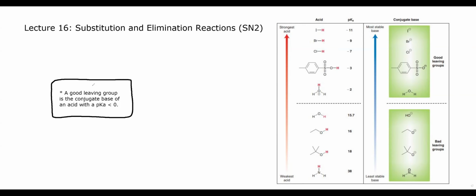We consider them to be bad leaving groups. Anytime we see one of these good leaving groups, I-, Br-, Cl-, those can leave through a substitution or elimination reaction. So we need to be on the lookout for these leaving groups on the molecules in question. For example, let me draw it down here. If we see this molecule, we have an alcohol and we have a bromine on this molecule. Which of these is a good leaving group?